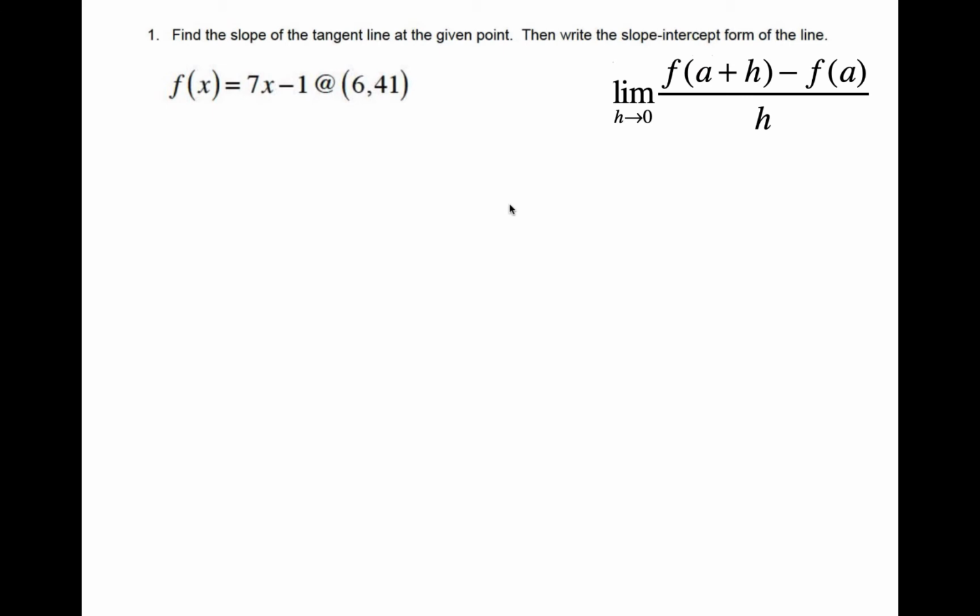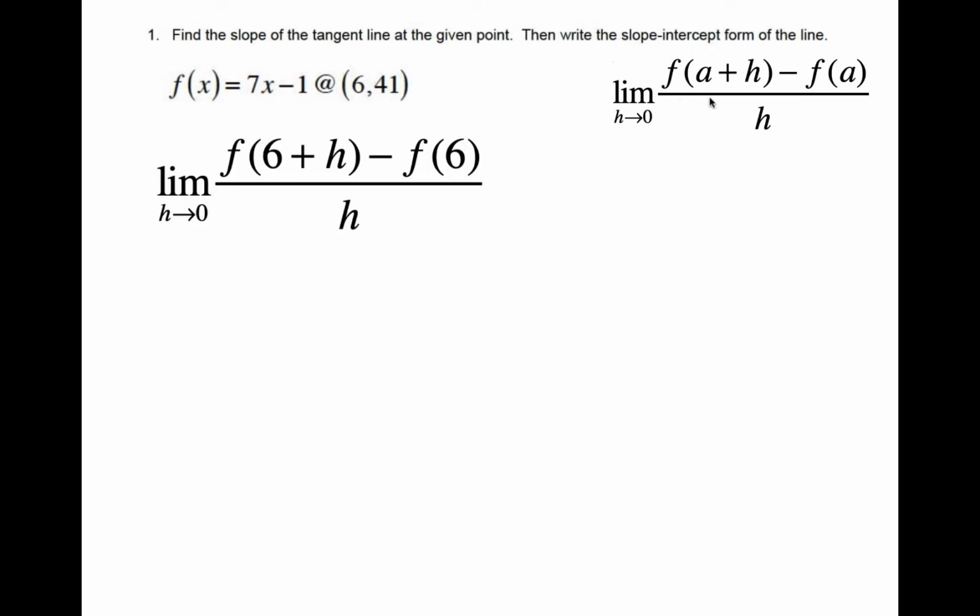Alrighty, let's try another one. So we have the equation, we have our point, so we're going to plug in our point into the formula. Remember, your x value is always your a value, so we're going to plug in a 6 for a. So it's the limit as h approaches 0 of f of 6 plus h minus f of 6 all over h. So we can't plug in the 0.